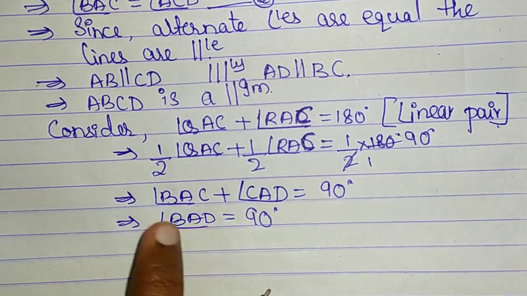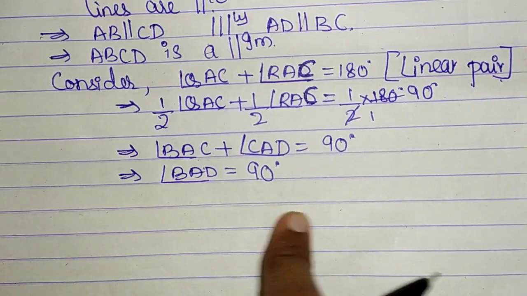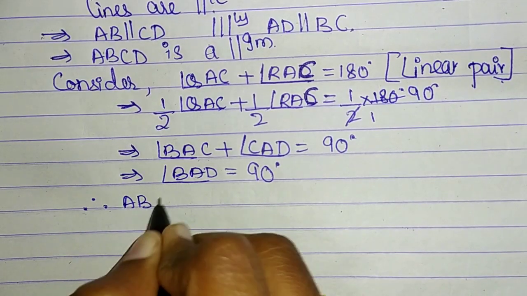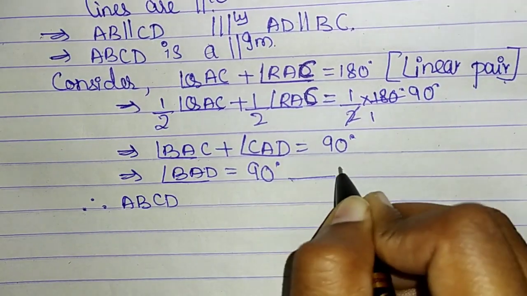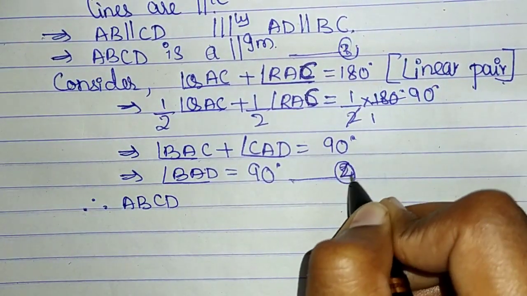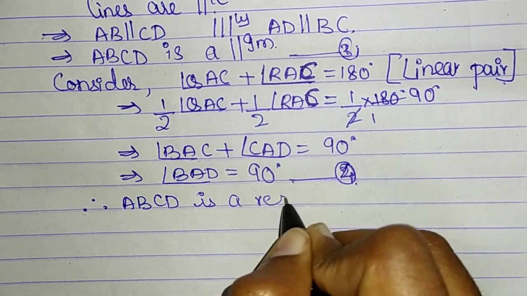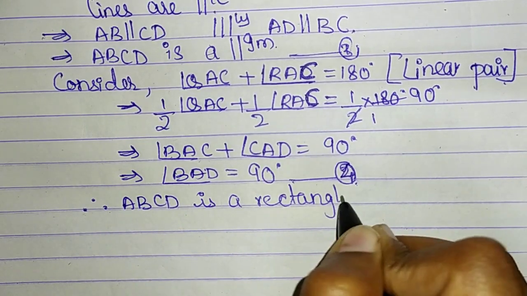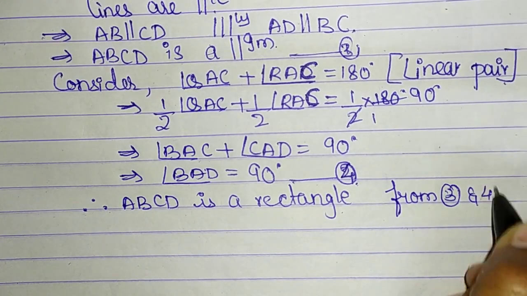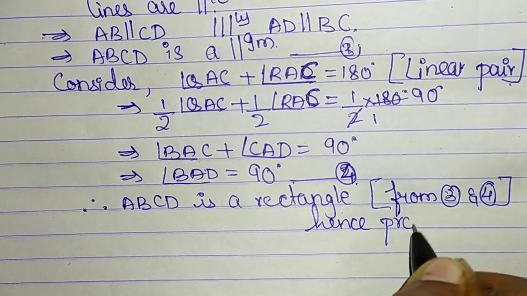So we know that ABCD is a parallelogram, and we found that one of its angles is equal to 90 degrees. So therefore, ABCD, this is result 2, this is result 3, and this is result 4. So therefore ABCD is a rectangle. From equations 3 and 4. Hence proved.